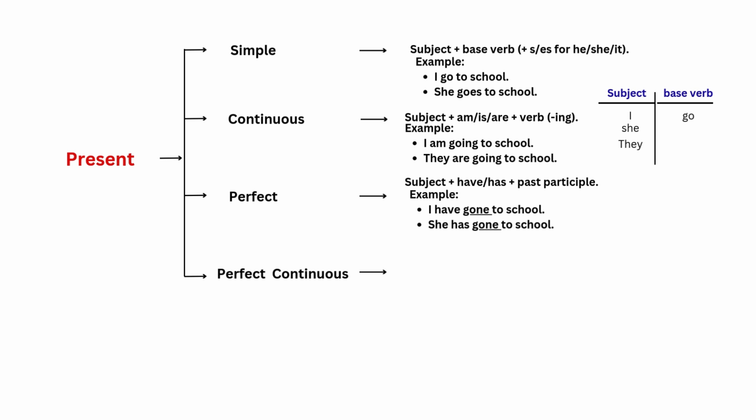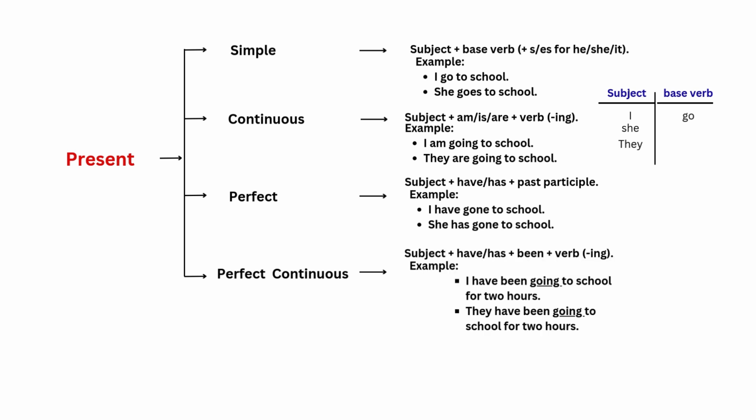She has gone to school. Here, she is the subject. Has is the auxiliary verb used with third-person singular subjects, he, she, or it, in the present perfect tense. Gone is the past participle of the verb go. To school is the object.